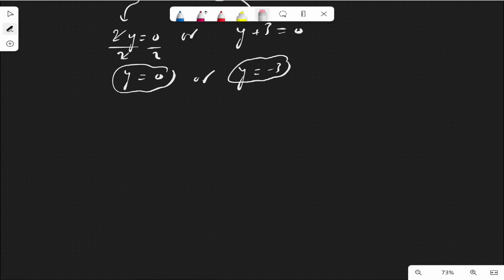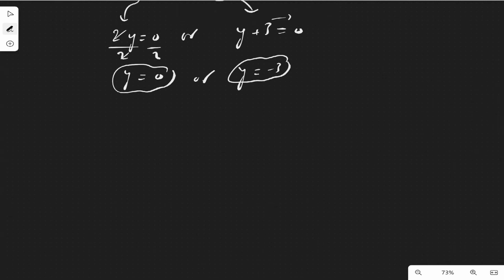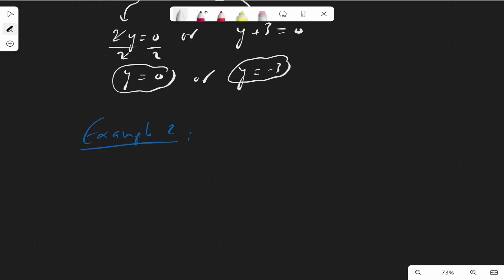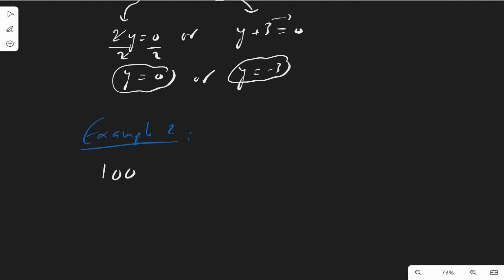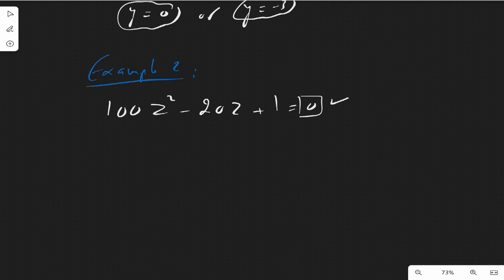Let's have the second example. 100z2 minus 21z plus 1 equal to 0. The right hand side is equal to 0. And this is a quadratic trinomial. First, we check for the GCF. There is no GCF.